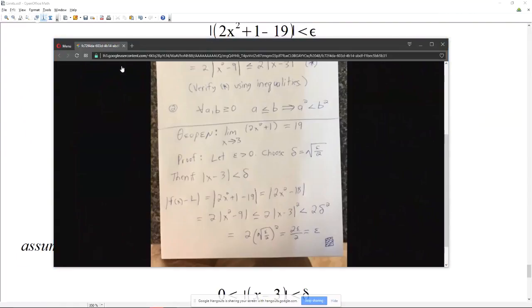If and only if 2x squared is greater than or equal to minus 6x, plus the 9's cancel. If and only if 2x squared plus 6x is greater than or equal to 0. If and only if x squared plus 3x is greater than or equal to 0. If and only if x times x plus 3 is greater than or equal to 0. And that's clearly true for all real numbers. That's a lot of if and only ifs, but that's how you do it.